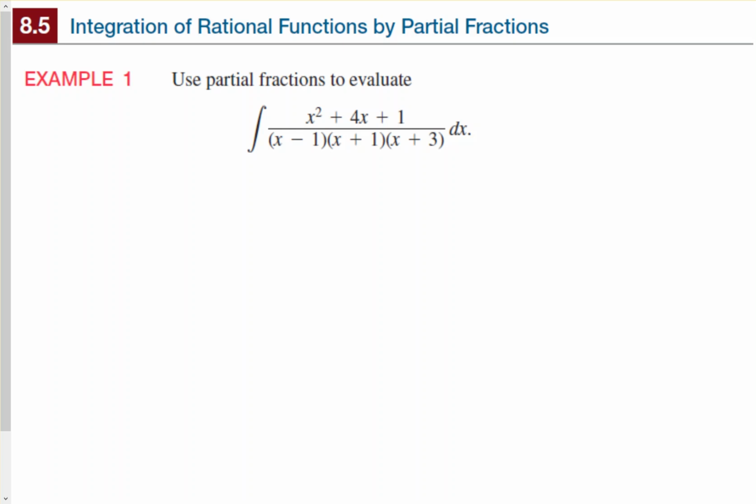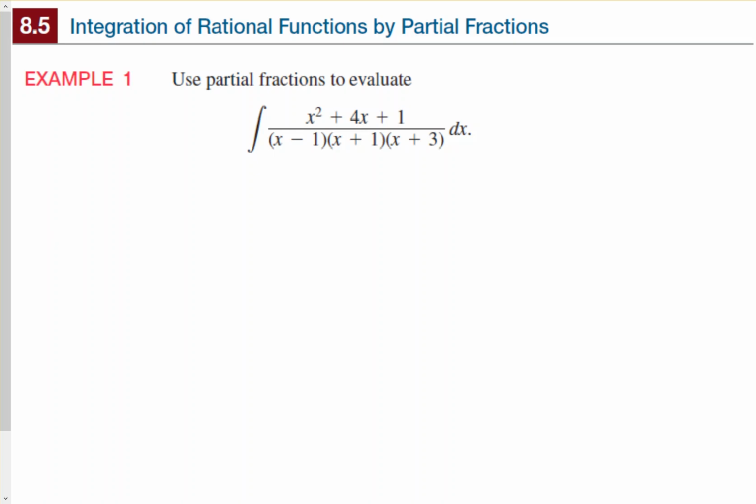Now a lot of times we have to make sure our denominator in our problem is in a factored form. If it's not in a factored form, then we try to factor it. Luckily, in this first example, our denominator is in a factored form, so we can start by trying to decompose this fraction into partial fractions, and then we'll try to integrate from there.